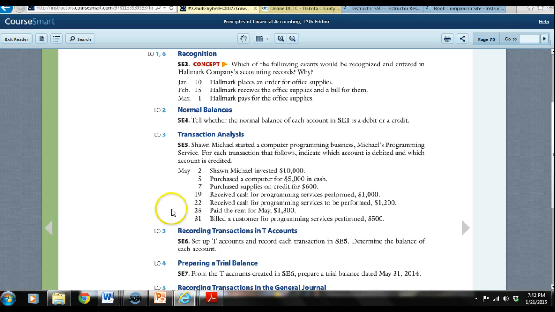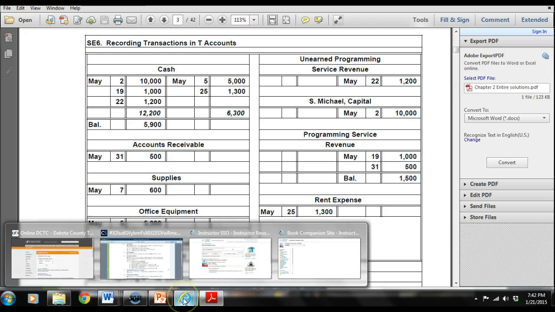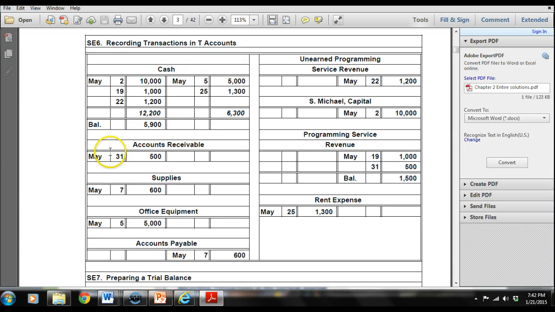Next, it says paid the rent for May, $1,300. What happens? May 25th, we credit cash for $1,300. And then we go over to our rent expense. May 25th, we're debiting rent expense for $1,300. Then, billed a customer for programming services performed, $500. What are we going to do there? Debit accounts receivable, May 31st for $500. And we'll credit programming service revenue, May 31st for $500. Does that make sense? And then all we have to do is add them all.